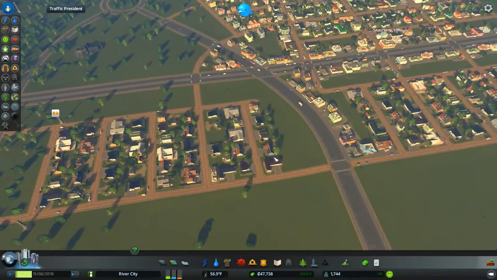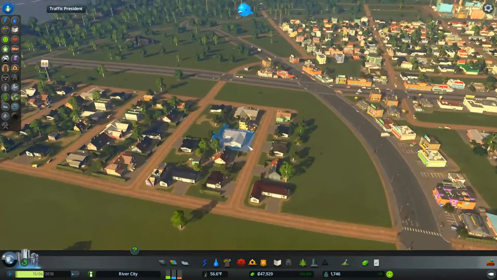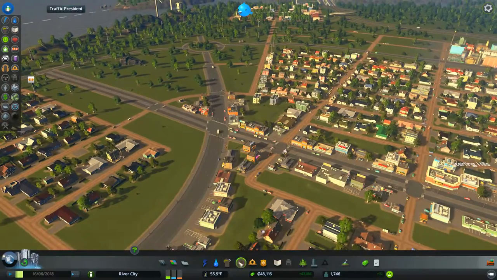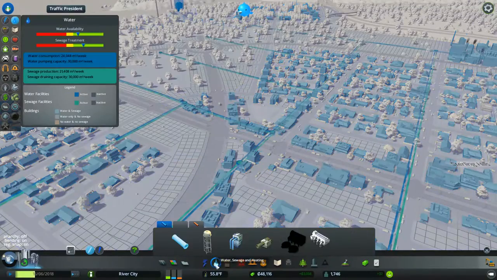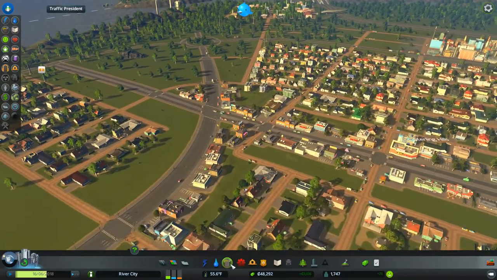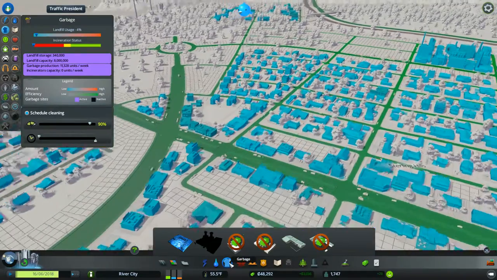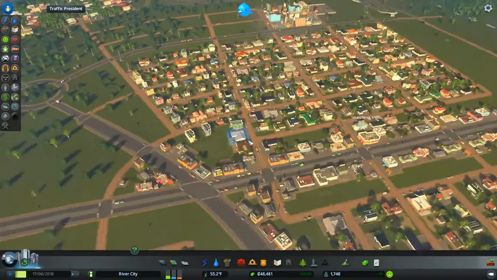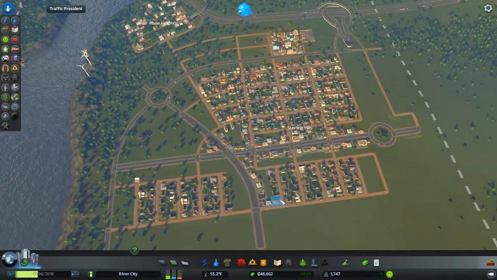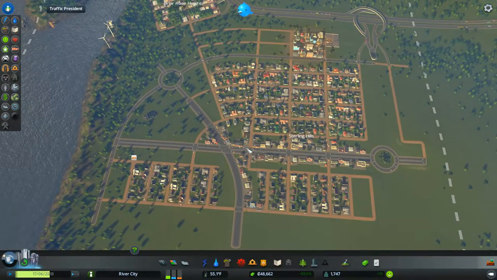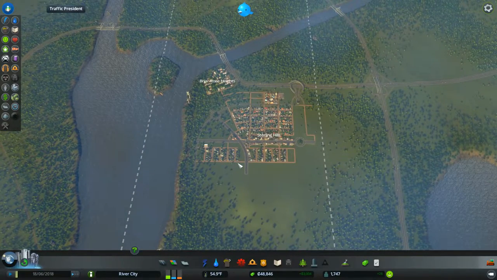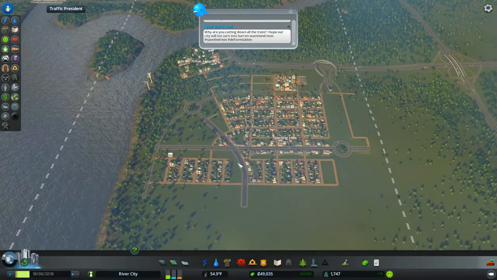But what I do know is that things look like they're going well. We're getting quite a large amount of income now. Let's check the power supply, water supply, that's all good. Garbage, landfill use at 4%. Well, I think it's fine. The main thing now is just that because of the mod, there's going to have to be a large, large amount of expansion.